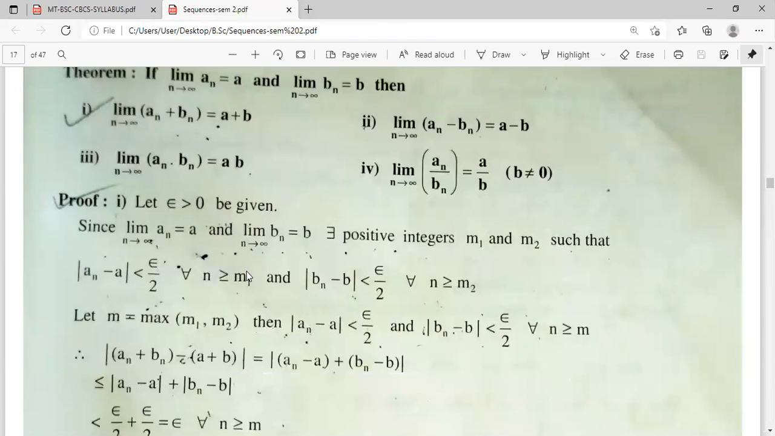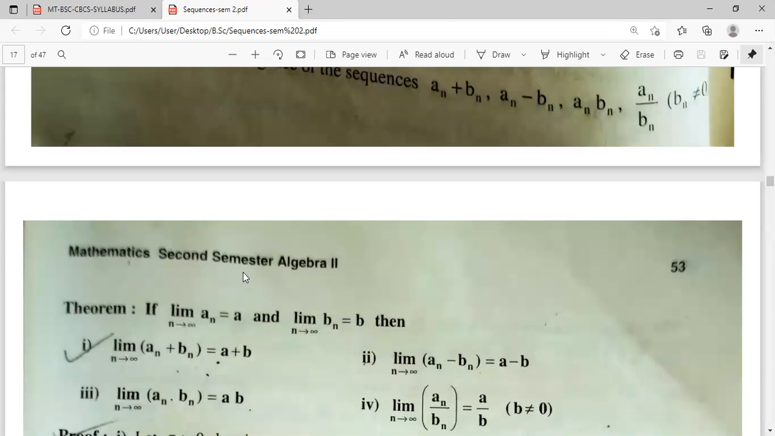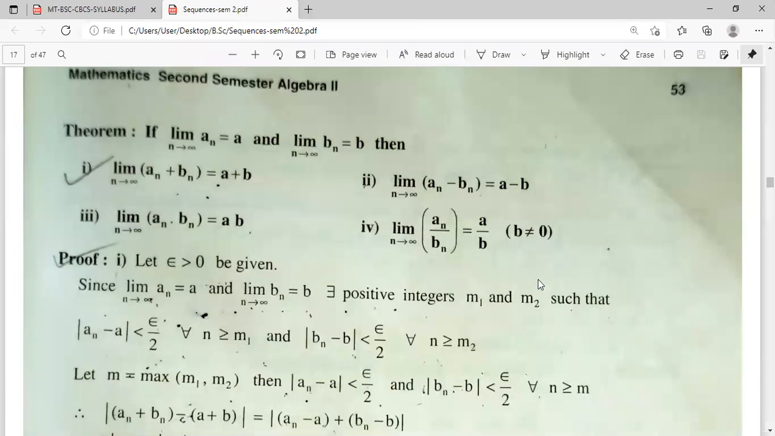Now this is also according to the definition. You have to know the limit of a sequence, then only you can add these. You have to be thorough with the limit of a sequence. Just now you have taken it in the previous case: limit an as n tends to infinity equals L means for a given epsilon greater than 0, there is a positive integer m such that modulus of an minus L is less than epsilon for every n greater than or equal to m.